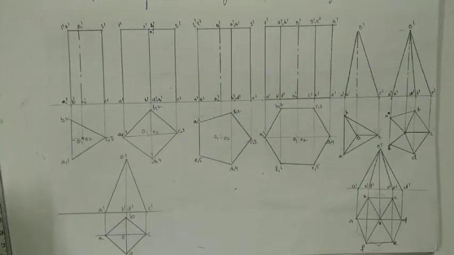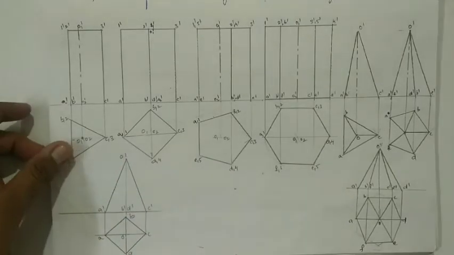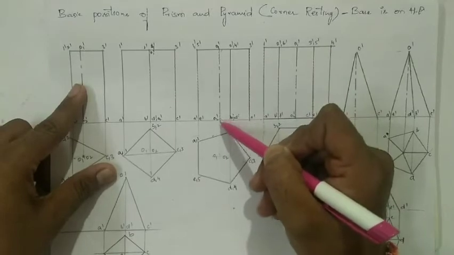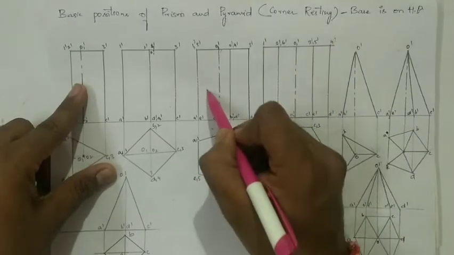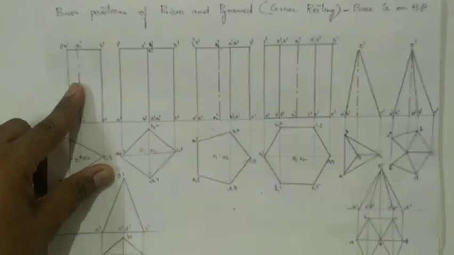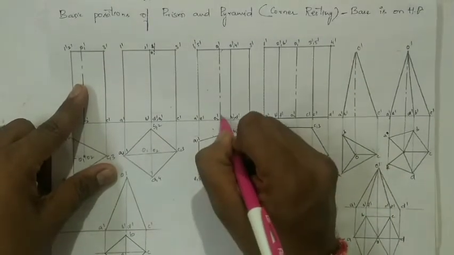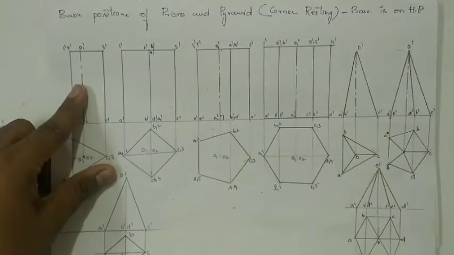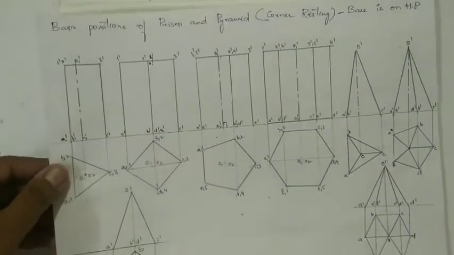Now I am going to draw this shape as the first stage. As you see here, the axis is perpendicular to HP. This is HP and this is VP. This one is perpendicular to HP, and we need to mention those pictures right now. So now I am drawing the basic image.